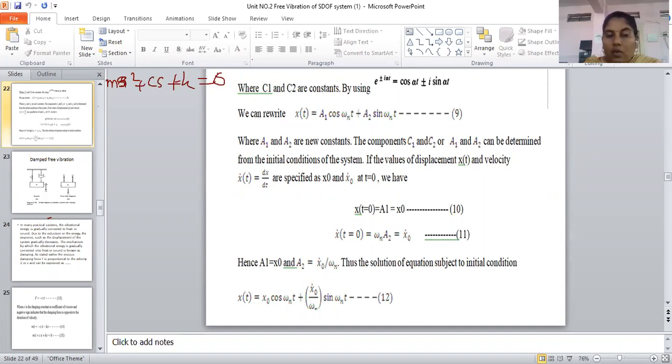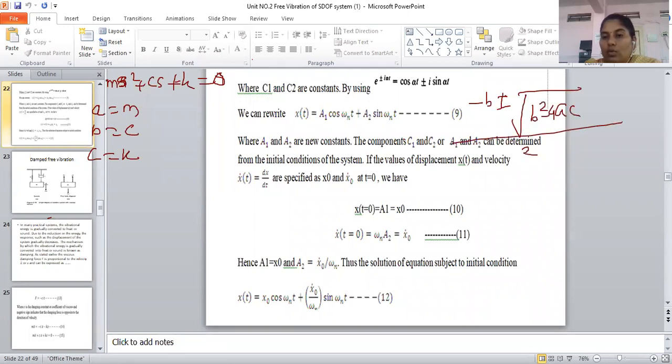From this quadratic equation, the a value is m, the b value is c, and the c value is k. Now we have to solve this quadratic equation. For solving it, there is a formula, and that formula is like this: minus b plus or minus root of b square minus 4ac upon 2a.